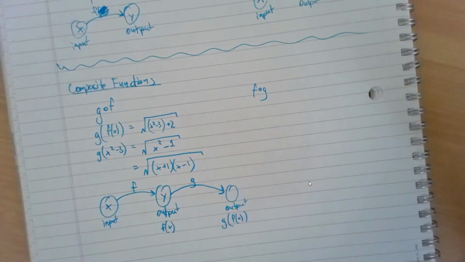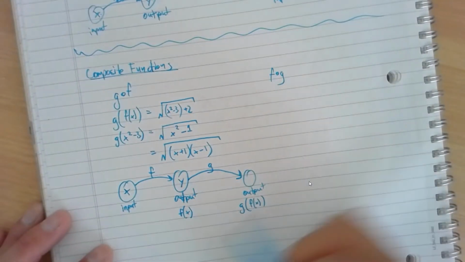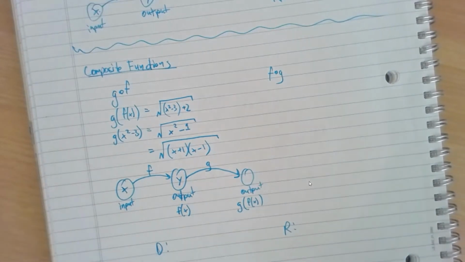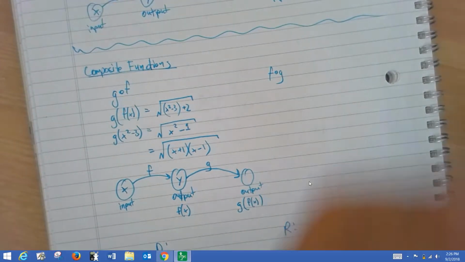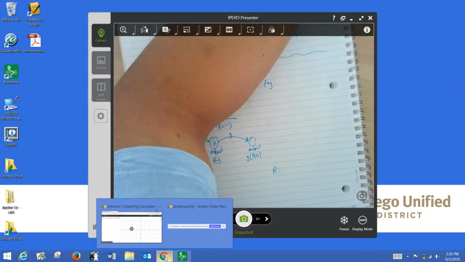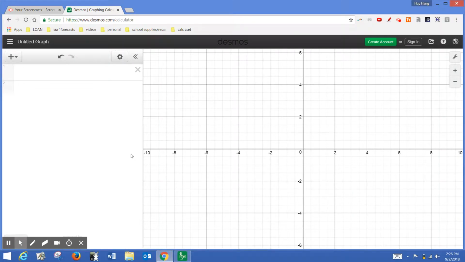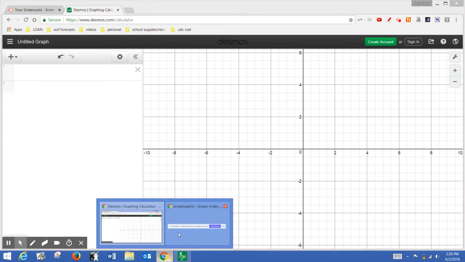So the problem is, what's going to be the domain? What's going to be the range? That I don't know. So in this case, the fastest way to figure this out is just to graph it. So let's go ahead and graph it here.